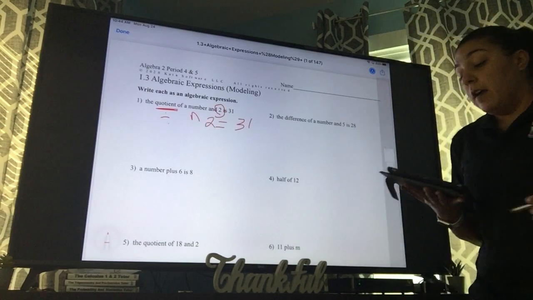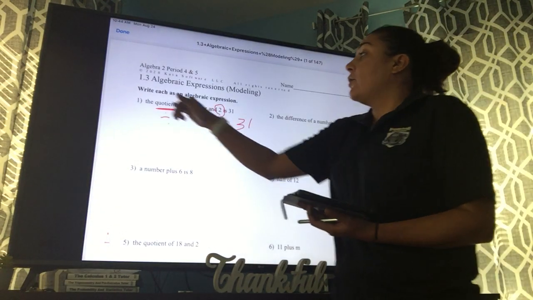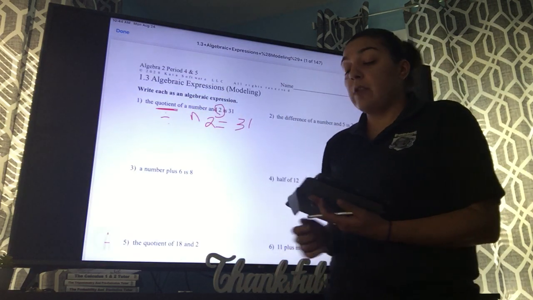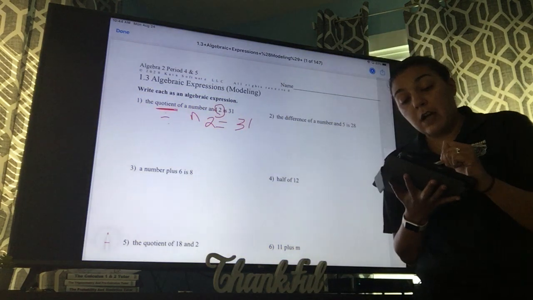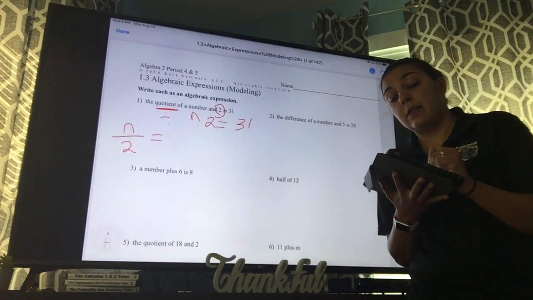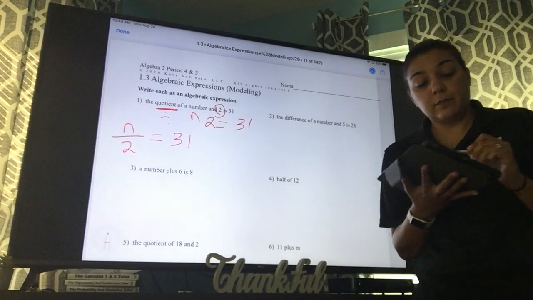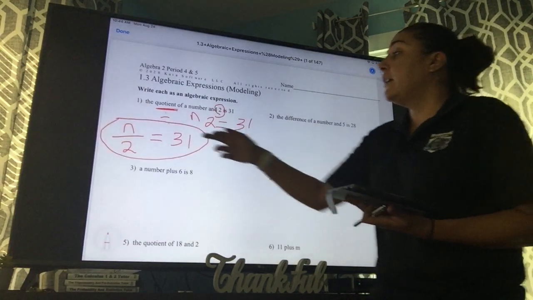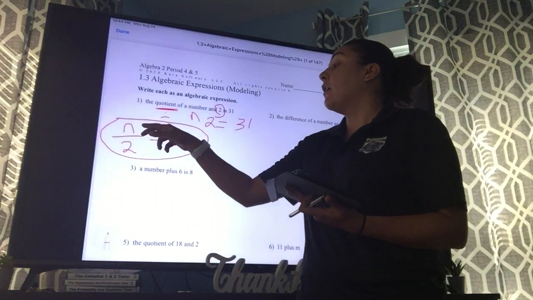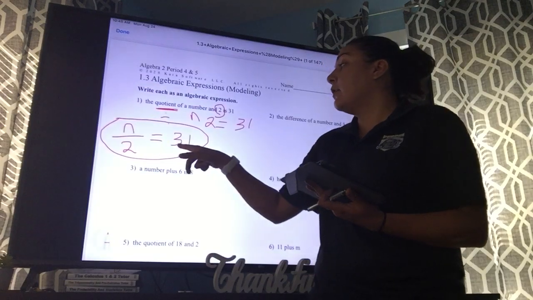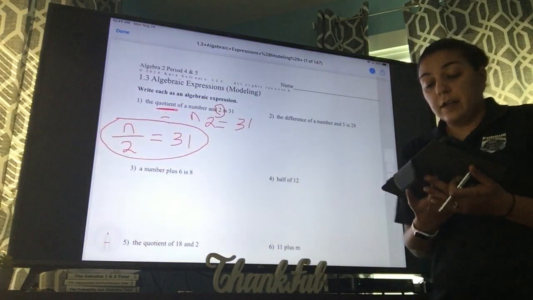You kind of have to do it in order. So the quotient of a number, which we called n, and 2, means the n is going to go on top. So you have n over 2 is 31, and this is your actual answer. If we were going to read it, it says n divided by 2, or the quotient of n and 2, is 31.